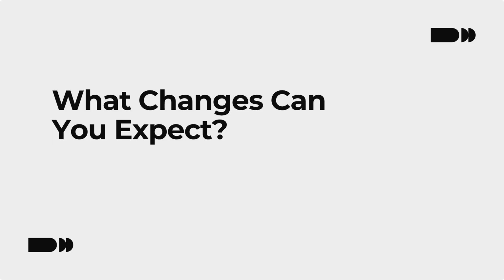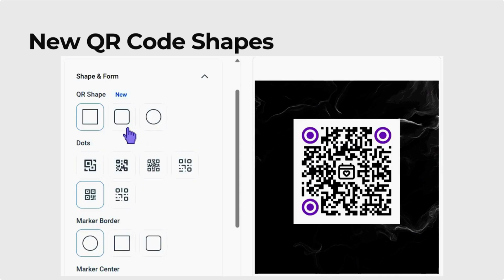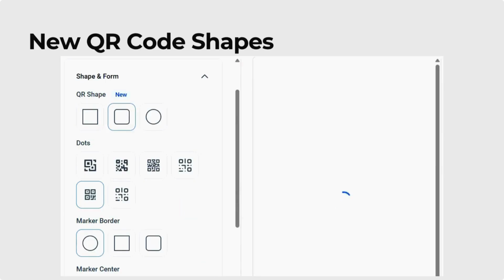Let's check the changes. You can now choose from rounded and circular QR code shapes for a more modern look.